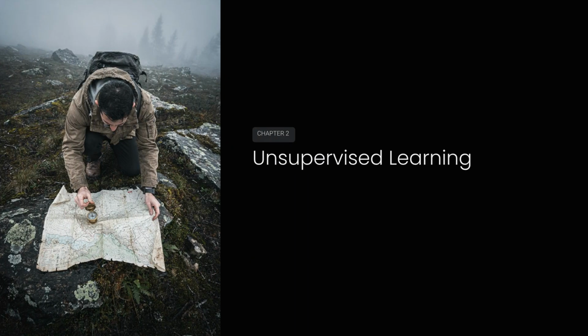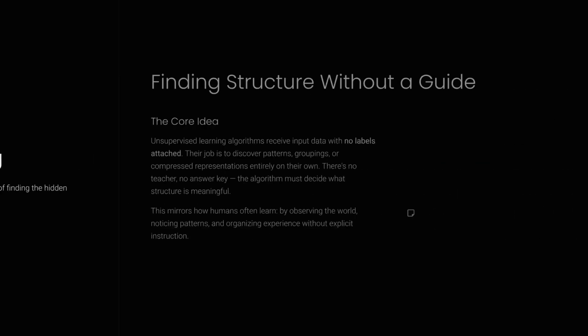Chapter 2 is on unsupervised learning. This paradigm involves just raw data, with no labels or right answers. The challenge is finding the hidden structure within the data.